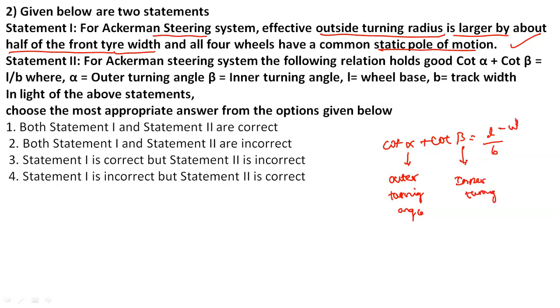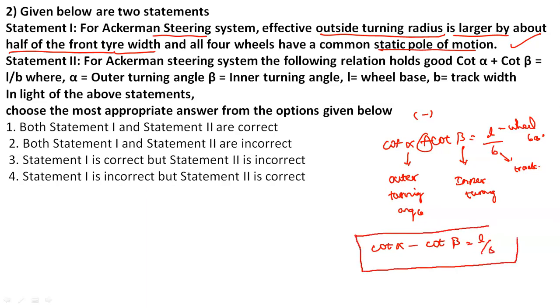L is the wheelbase, that is correct, but B is the track width. Here they have put a plus; instead of plus it will be minus. So cot alpha minus cot beta is equal to L by B. This is the Ackermann steering system formula. So statement 2 is false. So option C is the correct answer: statement 1 is correct, but statement 2 is incorrect.